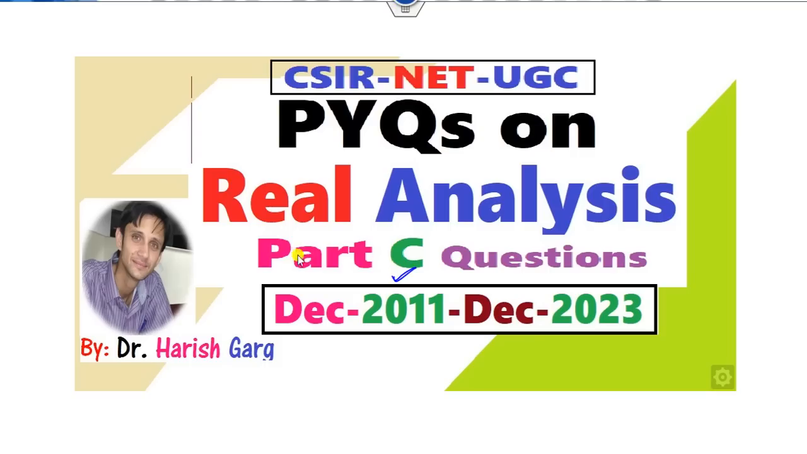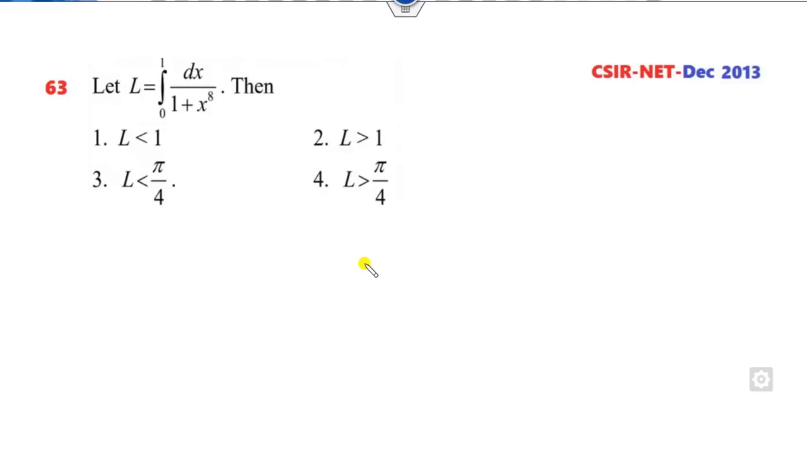Remember, this is part C, so there is more than one correct option in all these questions. Look at this, this is the question from December 2013. Before solving the question, you have to think about what the options exactly tell you. This is the integration, and you have to find the bound. How can you find the bound?